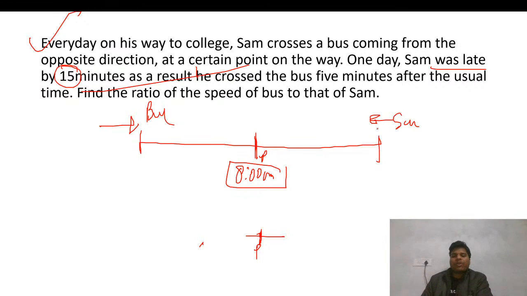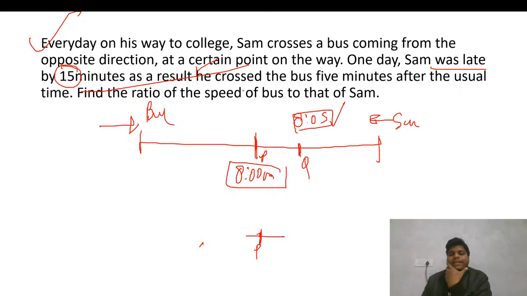But one day Sam got late by 15 minutes. Because of that, their meeting time is affected. Sam is late, so suppose now somewhere at point Q they will meet. As they meet 5 minutes late, the time will be 8:05. Now they will meet at 8:05. So today Sam and the bus will meet at 8:05.